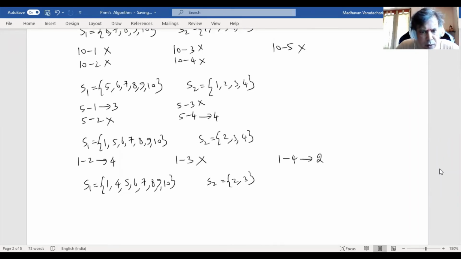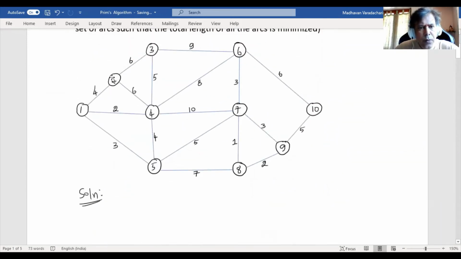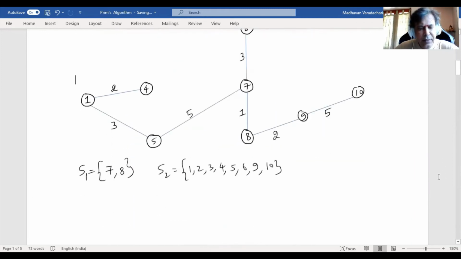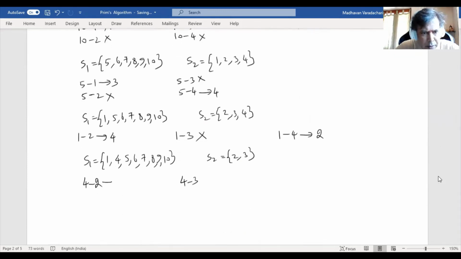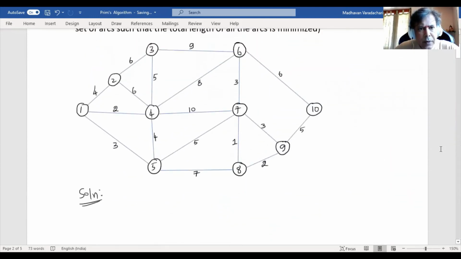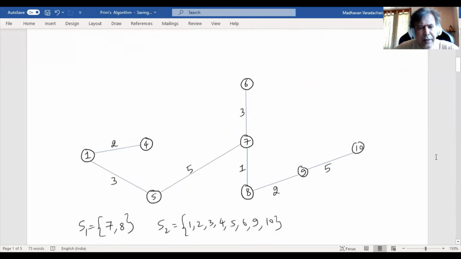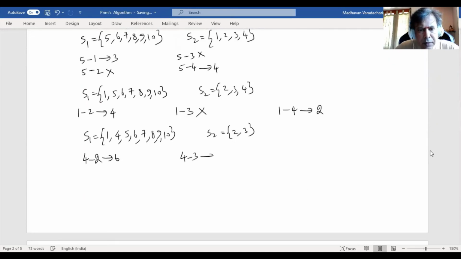So now from 4, we have to identify 4 to 2 and then 4 to 3. Check whether we have 4 to 2 arc or not. 4 to 2, yes, it is there. 6 is the distance. Then let us check 4 to 3 arc there or not. 4 to 3 is also there, which is 5. Now let us check the least weight or least distance.